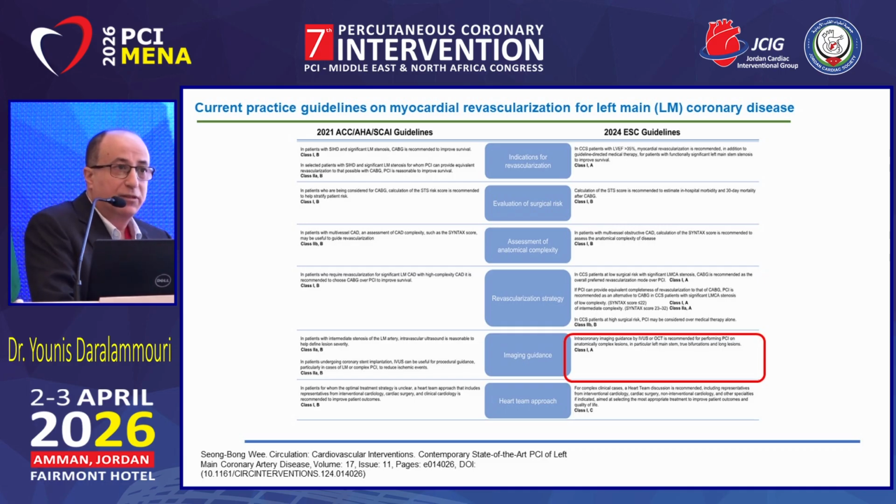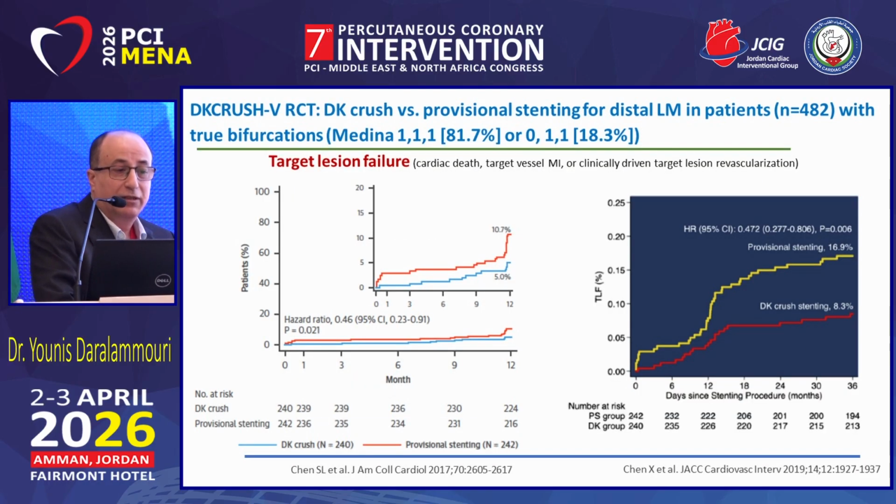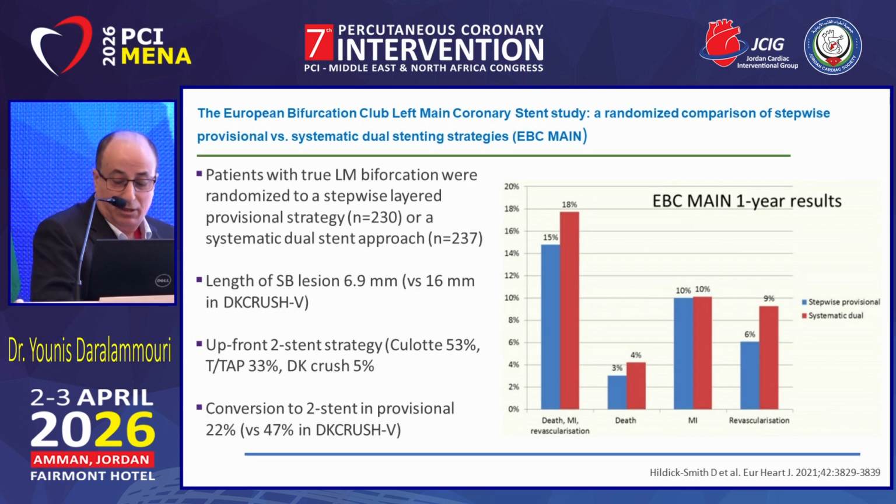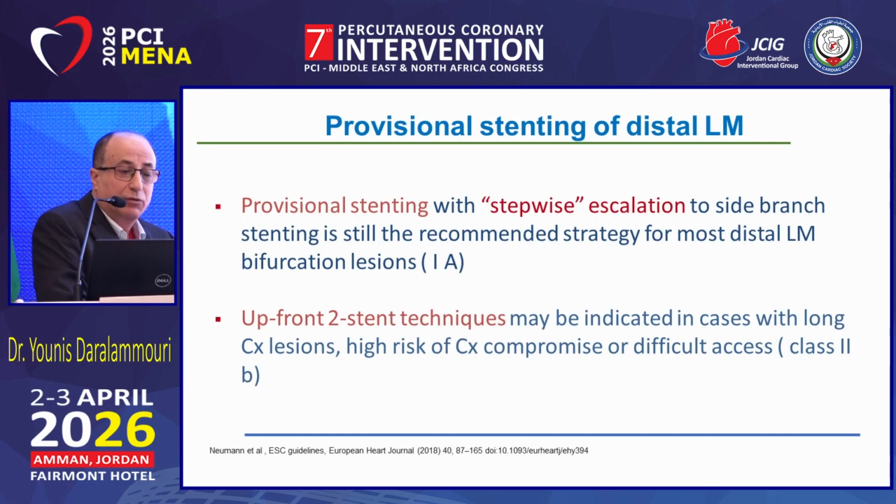Now, what is the optimal stent strategy for left main? The DEFINITION II and DKCRUSH trials demonstrated that the DK crush technique significantly reduced target lesion failure by 46% at 1 year and 47% at 3 years. However, the EBC MAIN study didn't show any clear benefit of an upfront two-stent strategy. According to ESC guidelines, provisional stenting is recommended as the default strategy for left main.